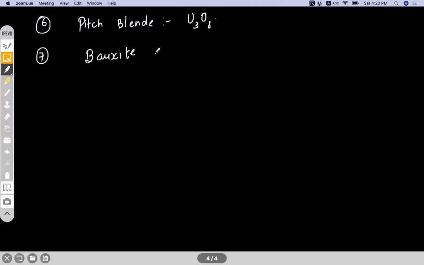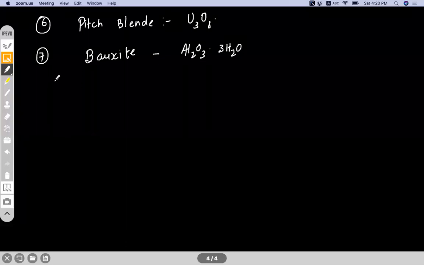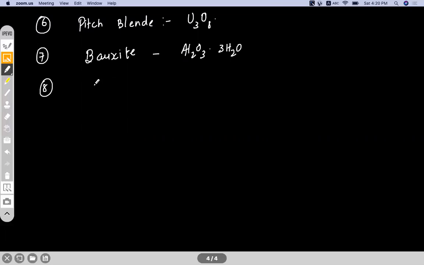The oxide of uranium, we call it pitchblende. Formula is U3O8. Bauxite. Bauxite is Al2O3.3H2O. Okay, galena. There were many questions on galena. Galena is lead sulfide, PbS. Cinnabar also was in the exam. Cinnabar is sulfide of mercury, HgS.